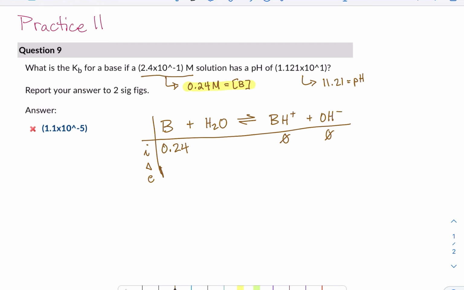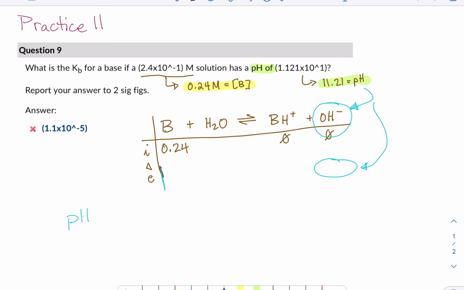Now, the only other value given here is that pH value. And so what I have to think about is, how does the pH relate to this equilibrium reaction? And we learned in the previous modules that from the pH, we can figure out the OH minus. So if I know the pH of the solution, I can calculate the OH minus, and that's the equilibrium amount of OH minus. This is going to get me that equilibrium value for OH minus.